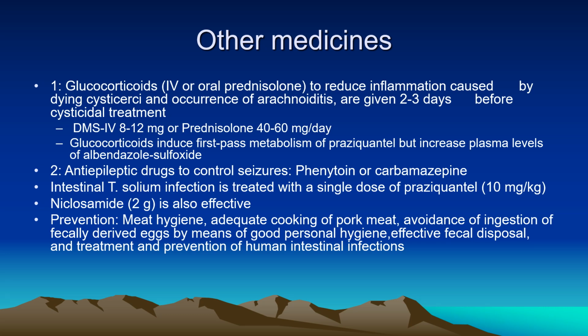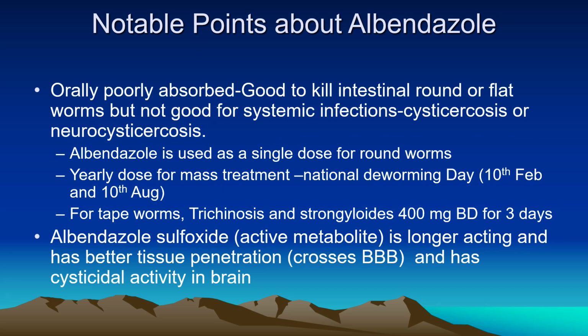These are points which make prevention effective. Now, a notable point about albendazole is that it is poorly absorbed orally, so it is better for killing intestinal worms. But if we give it with a fat meal, it will be better bioavailable. Its metabolite also, so it is better for neurocysticercosis.